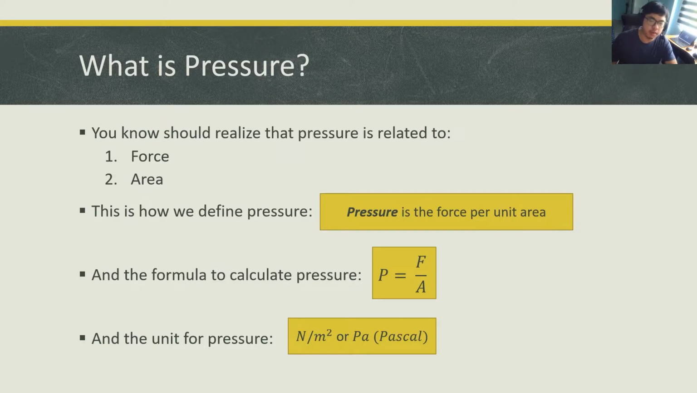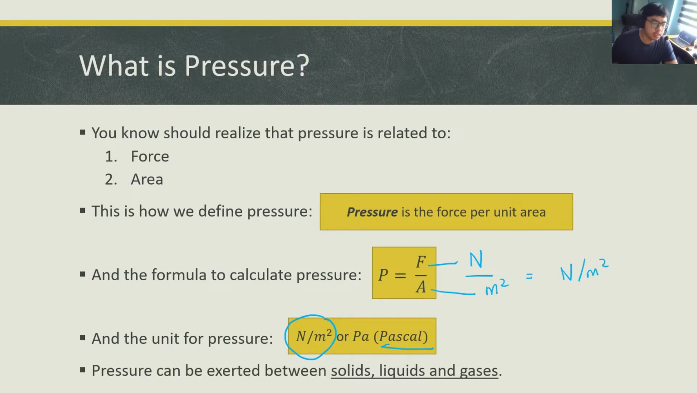And as you can probably guess, the scientist that was studying about pressure was a scientist called Pascal. And the unit here comes from the formula itself. So the unit for force is Newton, and the unit for area is meter square. And if you write it down like this, that's where the unit comes from. So pressure can exist between solids, in liquids, and also in gases.